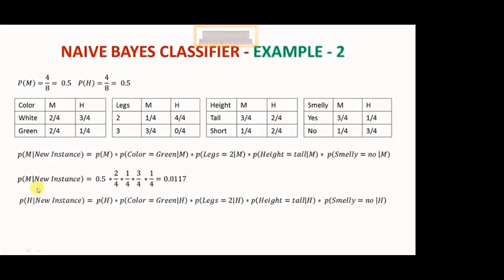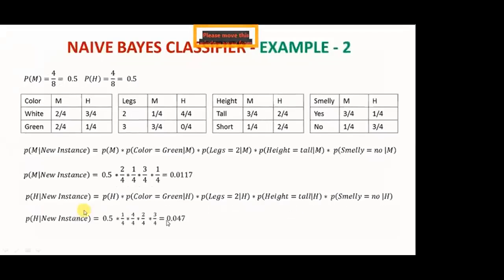Next thing is, we have to check the probability of that new instance being H species. That is the probability of H times green color and H, 1 by 4. X is equal to 2 being H. Height is equal to tall being H, probability 2 by 4. Smell is no being H, 3 by 4. So you multiply, and the probability is 0.047.